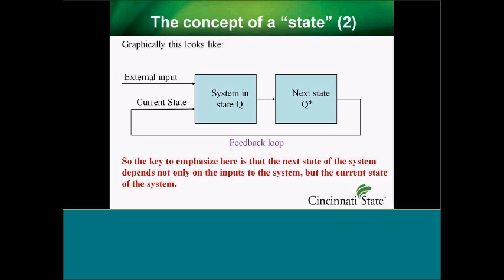Graphically, it looks something like this, where the system is sitting here in state Q. I've got an external input, and I've got basically the current state as an input as well. Then it goes to the next state, whatever that is. That next state feeds back into the system, because the feedback loop makes the next state become the current state. Now, if there are more inputs, then it tells where to go for the next state. So the key here is that the next state of the system depends not only on inputs, but on the current state of the system. So let's see what we've got.